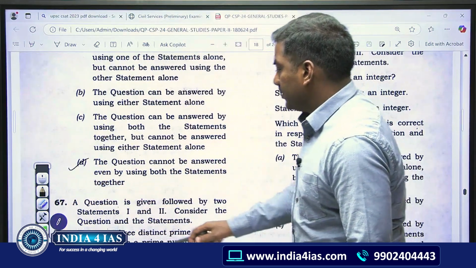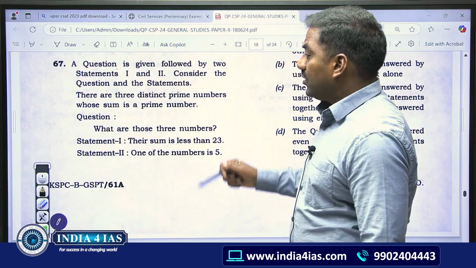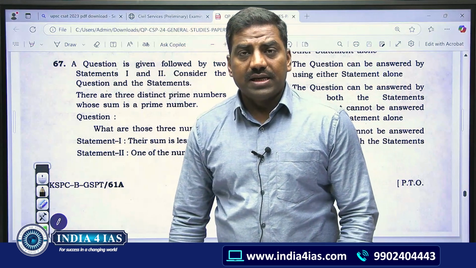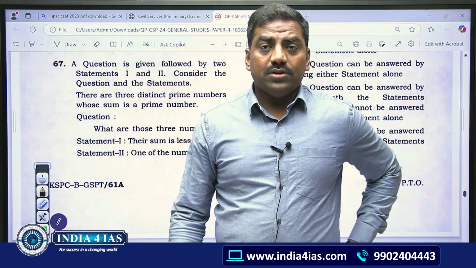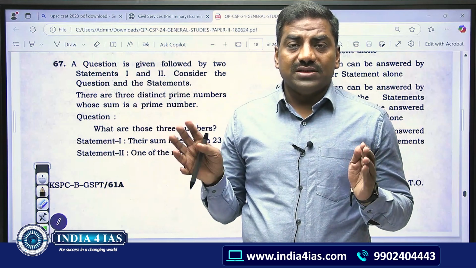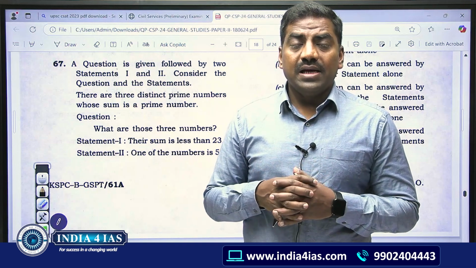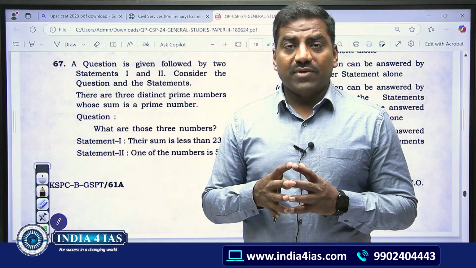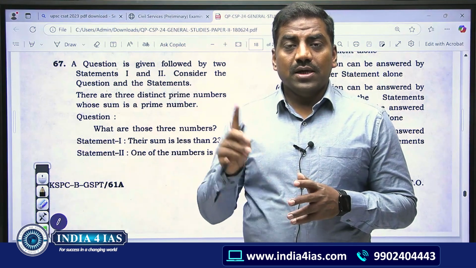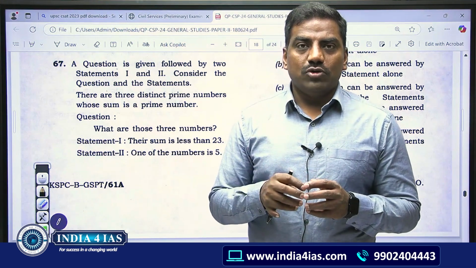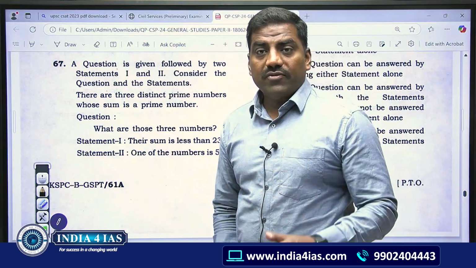We'll go to the next question. Similar questions they have asked in 2024. This is what we have been getting for the last 2-3 years. They are asking data insufficiency problems in our CSAT papers. Though the concepts are mainly from the number system and the basics, they are asking these statement-based questions: statement 1 alone can give the answer, or statement 2 alone, or both the statements together, or even using both we are not getting to the answer.